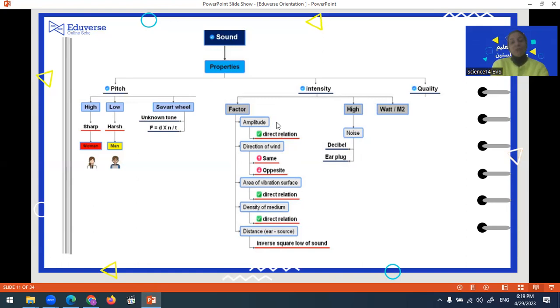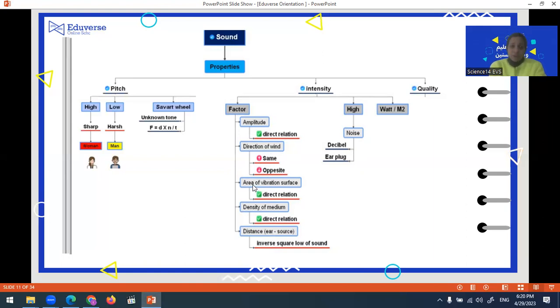It's the amplitude, or square the amplitude, if you want me to be more clear. Another factor is the direction of the wind, and here we have an inverse relation between the sound intensity and the direction of the wind. How? If you are moving in the same direction as the wind, the sound intensity will increase, but if we move in the opposite direction of the wind, the sound intensity will decrease.